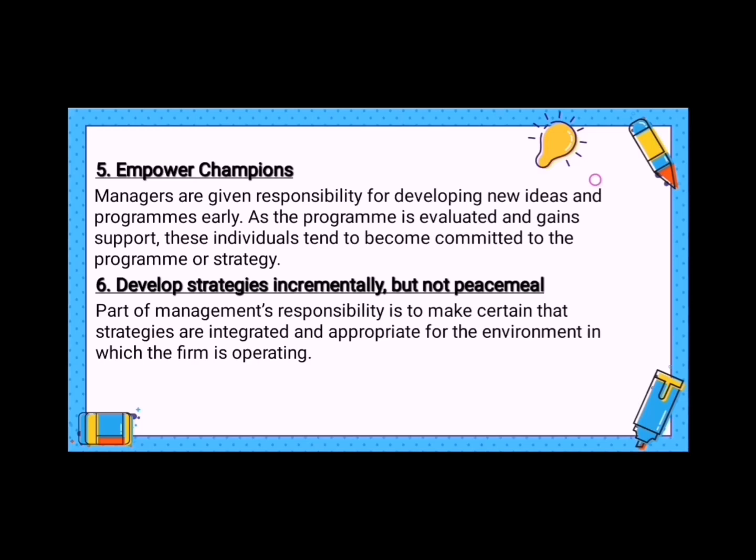Number 6, develop strategies incrementally but not piecemeal. Part of management's responsibility is to make certain that strategies are integrated and appropriate for the environment in which the firm is operating. It means that strategies may be developed in incremental steps, but they must be made to fit together in a unified and cohesive whole.